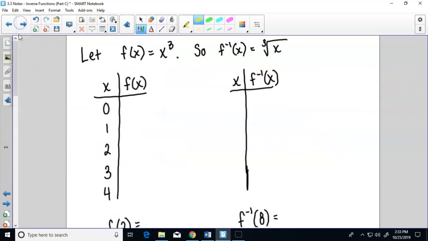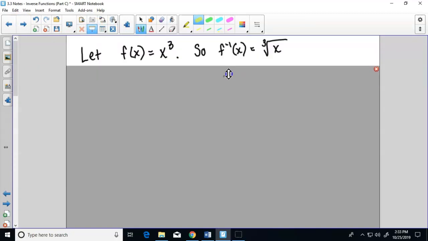Okay, so here's the next thing that we're going to look at. We're going to let f of x equal x to the third, and that means the inverse of that would be the cube root of x, right? Those two operations are inverses of each other. Raising something to the third is the inverse of taking the cube root, and vice versa.